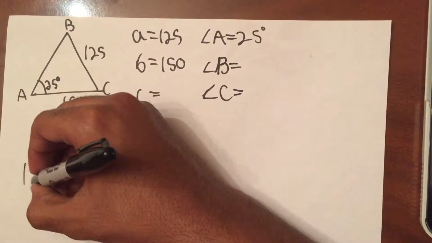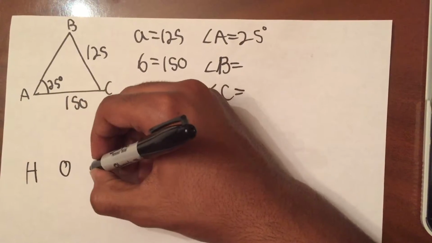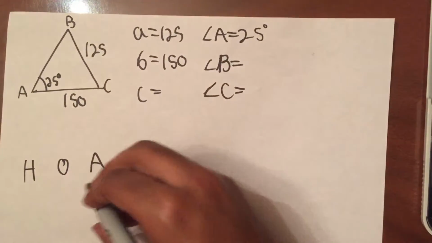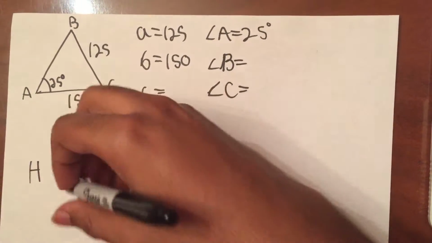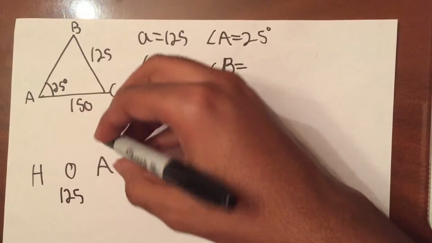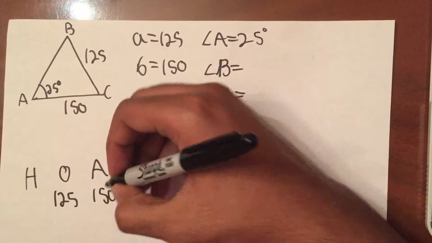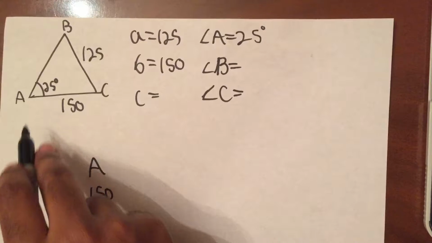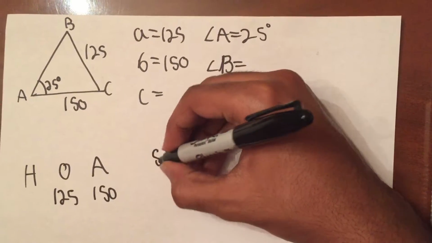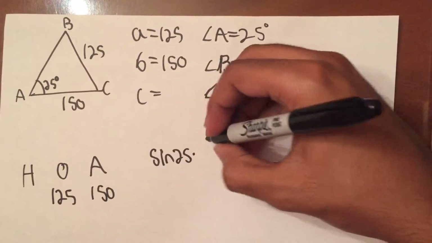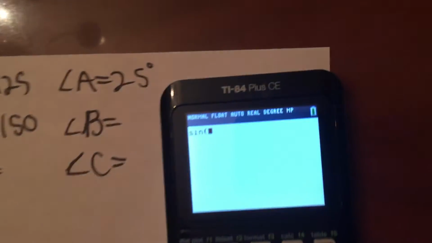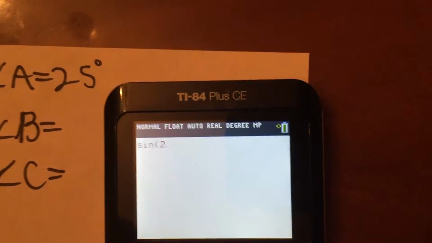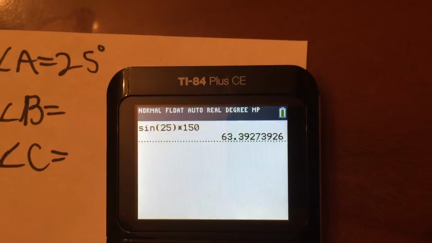So first things first, we define the height, the opposite, and the adjacent. To find the opposite and the adjacent, it's pretty simple. Using the angle given as reference, you find the opposite, which in this case is 125, and the adjacent, which is 150. To find the height, all you do is sine 25 times the adjacent, which in this case is 150. So let's go over to the calculator. Sine 25 times 150, 63.39. When rounded correctly, that should be your height.